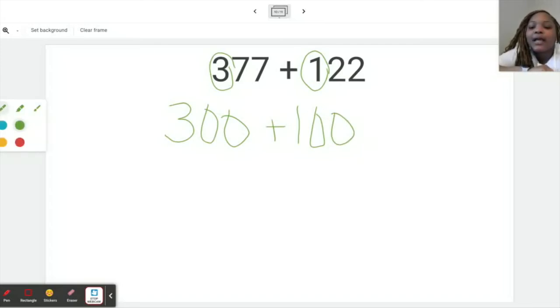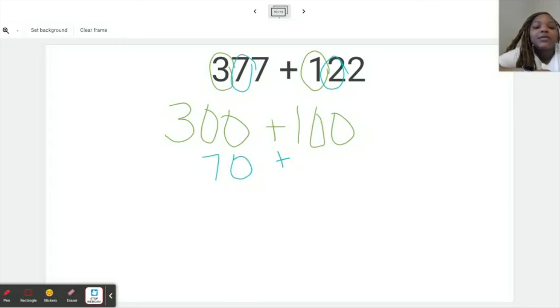Then let's go ahead and look at our 10 spot. We have a 7 and a 2. So when I see that 7, I know I have to bring it down to be 70 because there's 1 0 behind that 7. Then going to the next number, I'm going to bring my 2 down and put a 0 behind my 2. That represents 20. And lastly, in our 1 spot, we have a 7 and another 2. So I'm going to bring that down, write 7, and then write a 2.